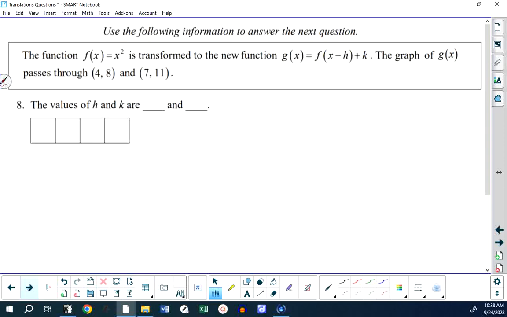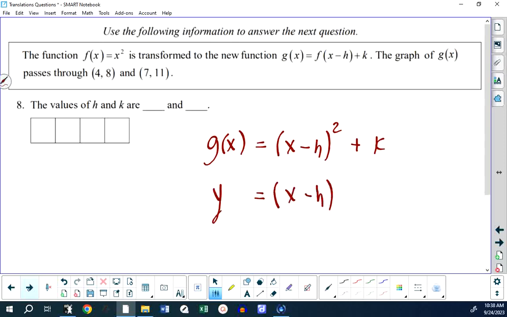Here is one that you definitely need to apply algebra to. It's quite an extensive problem. F of x equals x squared is transformed to a new function, f of x minus h plus k. Let's just pause there for a second and appreciate what that means. That means the new function is f of x minus h. Well, f of x is x squared, so that means f of x minus h is x minus h squared plus k. And in order to help us break this problem down, I want to use y instead of g of x.